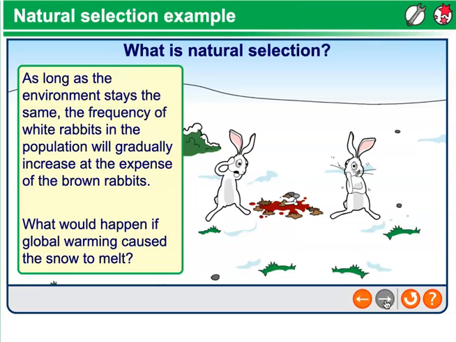So as long as the environment stays the same, the frequency of white rabbits in the population will gradually increase at the expense of the brown rabbits. What might happen if global warming caused all the snow to melt?